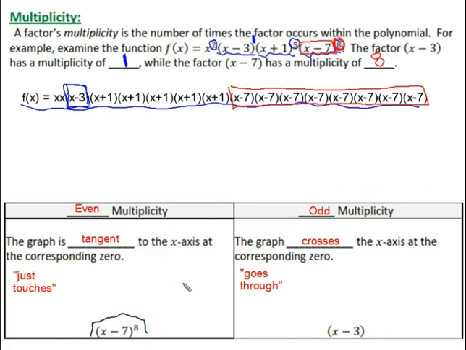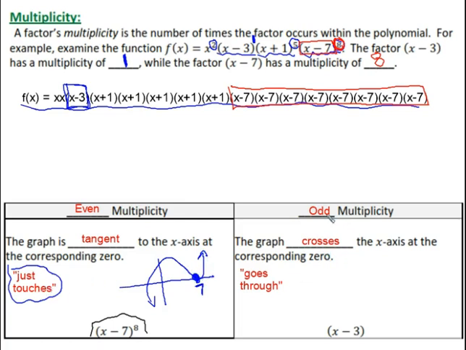We're going to take a look at that example right here. If we have an even multiplicity, the graph is tangent to the x-axis at that corresponding 0. Now tangent just means it just touches the x-axis. So for example, if we were to draw a picture, notice how if it's x minus 7, the 0 or x-intercept would be occurring at positive 7. So we would have something right there. And if it's just touching it, we might have something that looks like this. Maybe our polynomial graph would look like this. So it just touches it. It comes down, just touches it, but then it bounces right back. That's what tangent means. It's just touching it at one particular point.